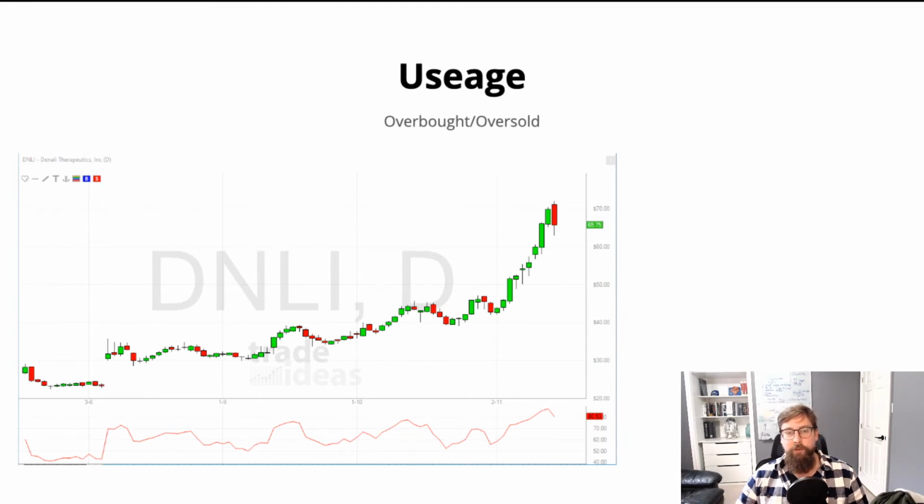Like, for example, in this DNLI, this may be looking at chasing because the RSI is overextended. So if you wanted to buy this stock for whatever technical or fundamental reason that you have, you may look at it and say, well, I'm not really going to touch that one just because it's a little bit too much right now, and I just want it to kind of chill out a little bit first.